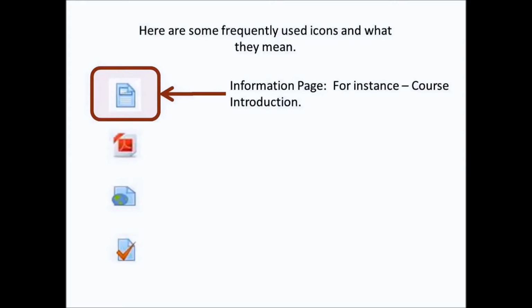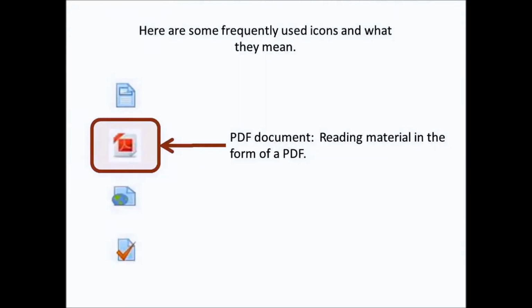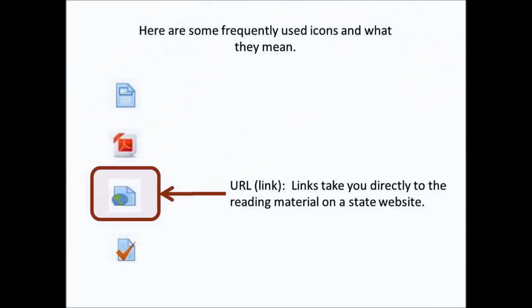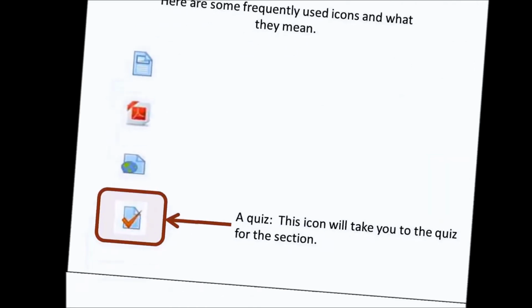The information page, for instance, course introduction. The PDF document, reading material in the form of a PDF. URL or link. Links take you directly to the reading material, likely on a state website. A quiz. This icon will take you to the quiz for the section.